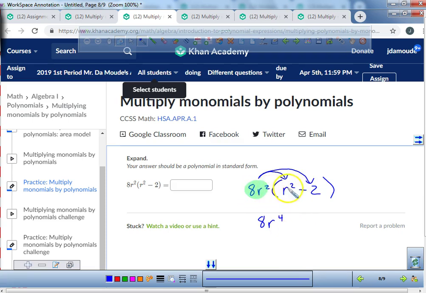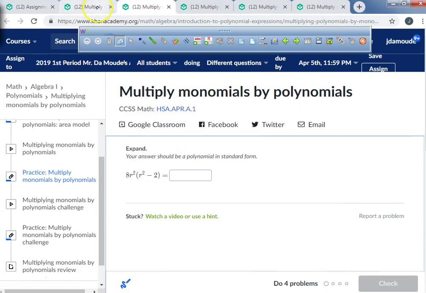And 8 times a negative 2 is a negative 16. But what's a 16r squared. And that's what I would type in as the polynomial it's standing for. Now what kind of polynomial technically would I call this? This polynomial can also be called a binomial. Okay? Right? Because there's two different terms. That's your answer.